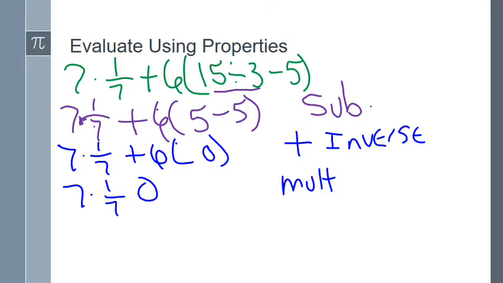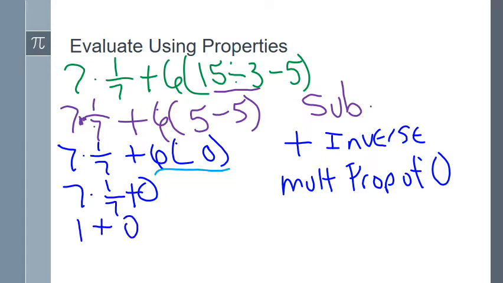That is the multiplicative property of 0. So that right here is the multiplicative property of 0. Any number multiplied by 0 is going to equal 0. Okay, so let's evaluate this 7 times 1 over 7, which we know, of course, is just 1.